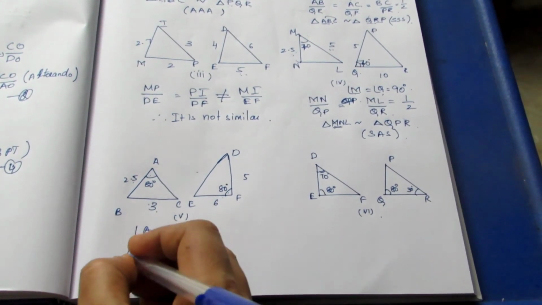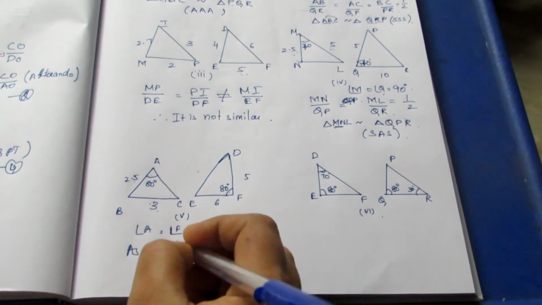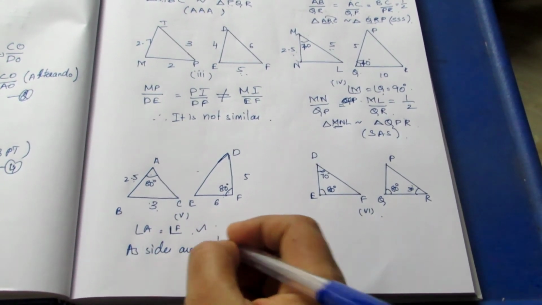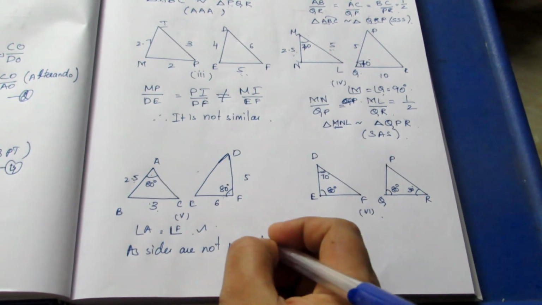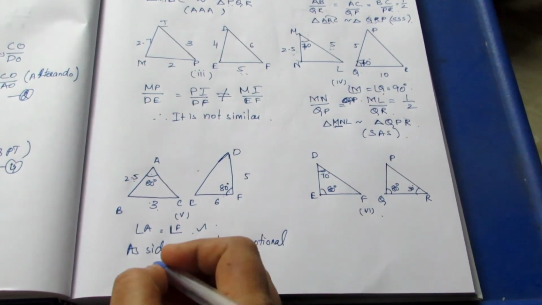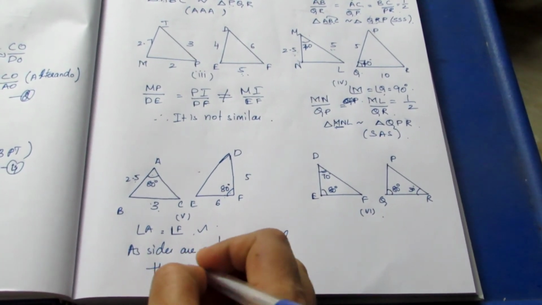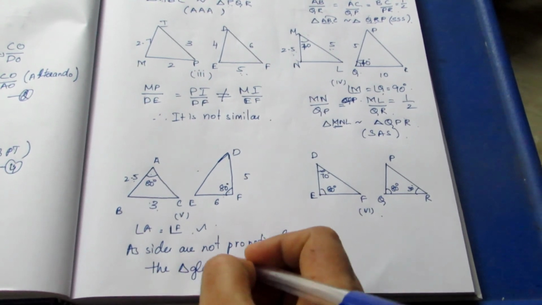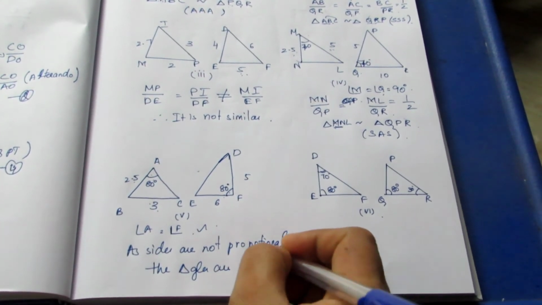As sides are not similar, sides are not proportional, we can directly say that the triangles are not similar. We will move on.